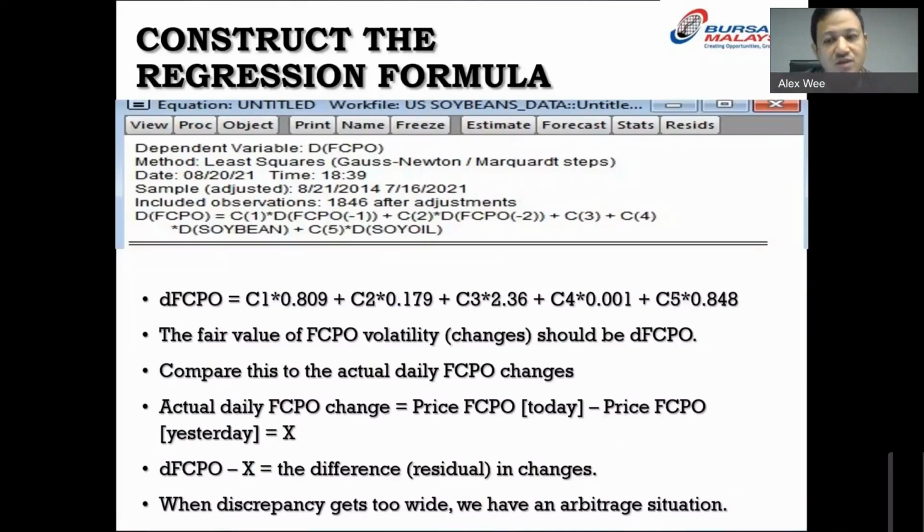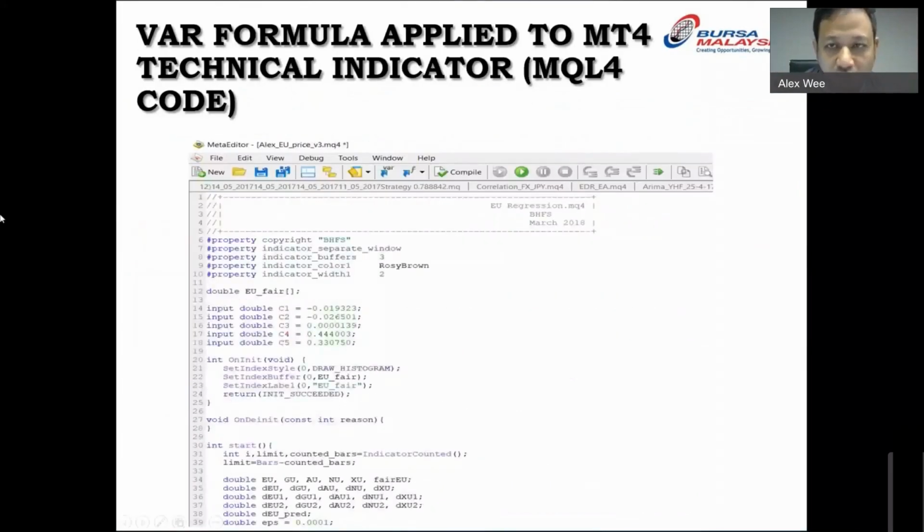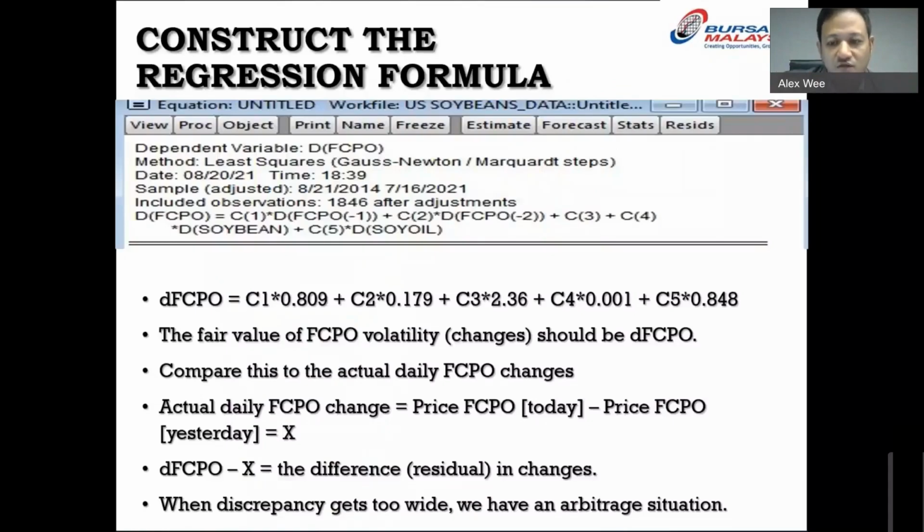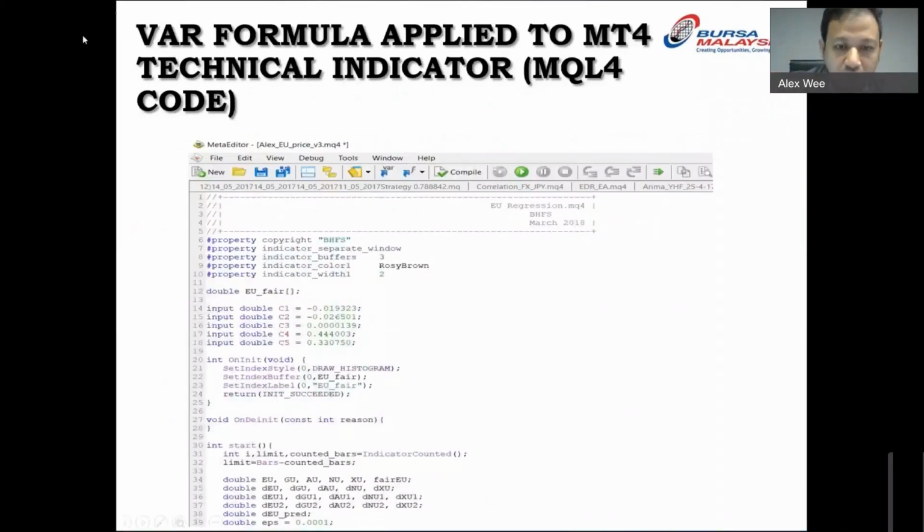If you are doing it in MT4, MT5, you can copy and paste this in C++ format inside MT4, MT5. So this is MT4. And MT4 is used to trade FCPO. Let's say I'm using MT4 to trade FCPO. Copy and paste this intermarket factor autoregression model into MT4. And this will be how it looks like. It's in C++ format.